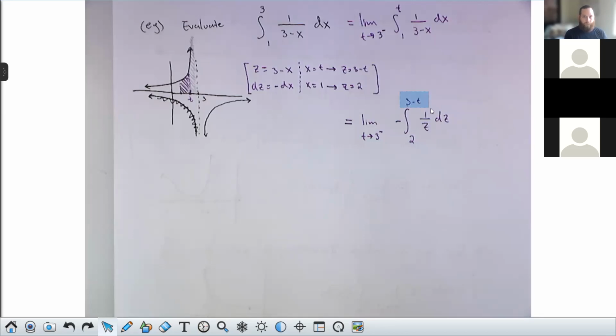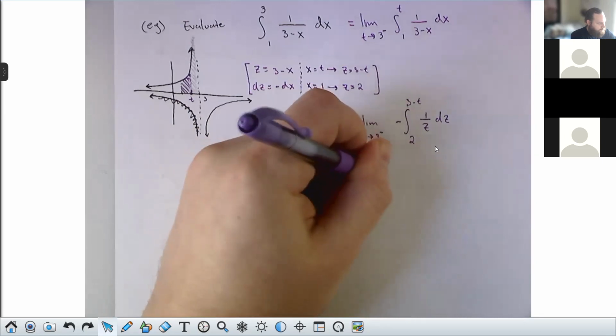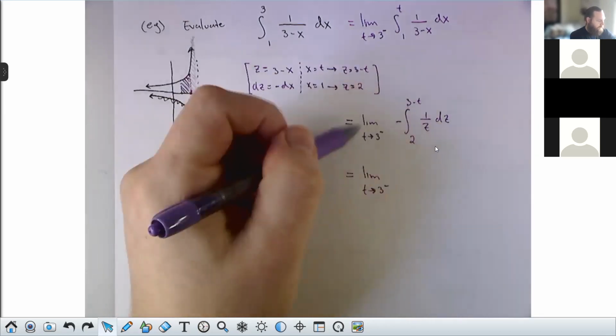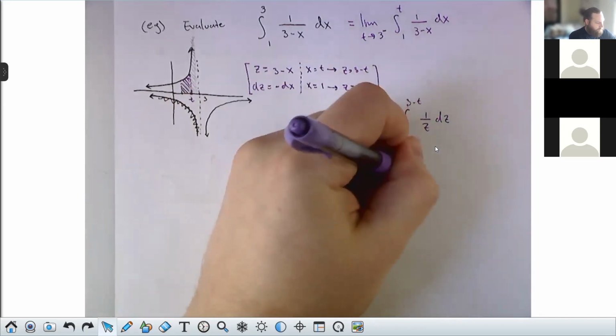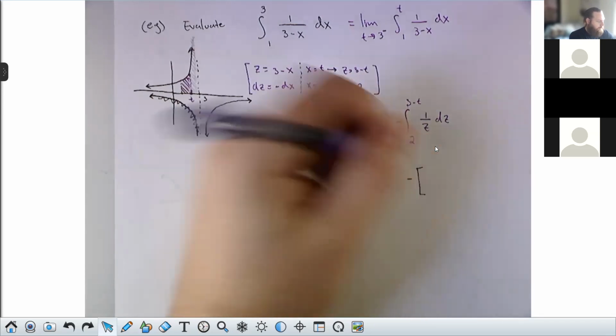We're all comfy with the 3 minus t and the 2? Okay. Then we're ready for our antiderivative step. I still have lim t to 3 from the left. We've got this negative out front here, which I'll write as negative and then bracket.